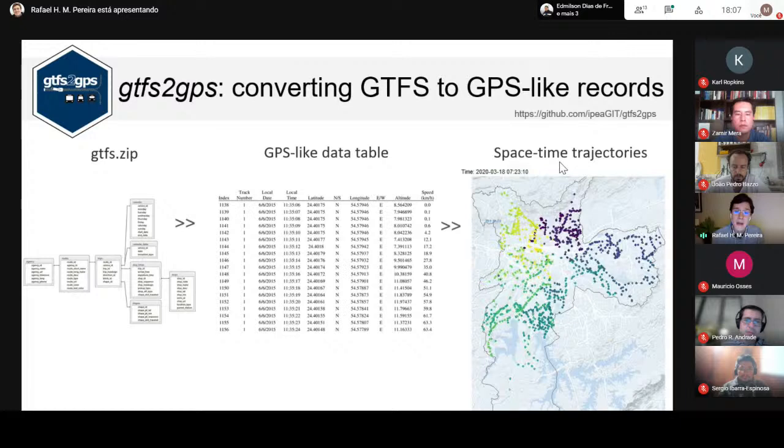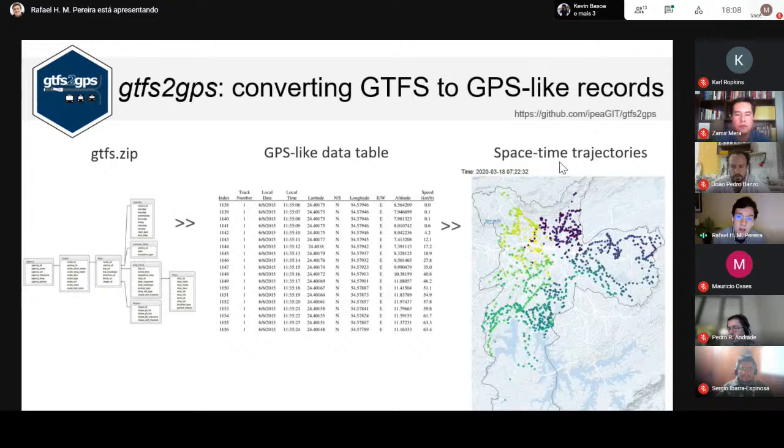But basically, the main purpose of this package is to do one simple thing: to convert GTFS data into a table that looks like GPS data. So you can have the space-time trajectories of every vehicle at a very high spatial and temporal resolution. And then you can create this nice map with data visualizations that you see on the right.